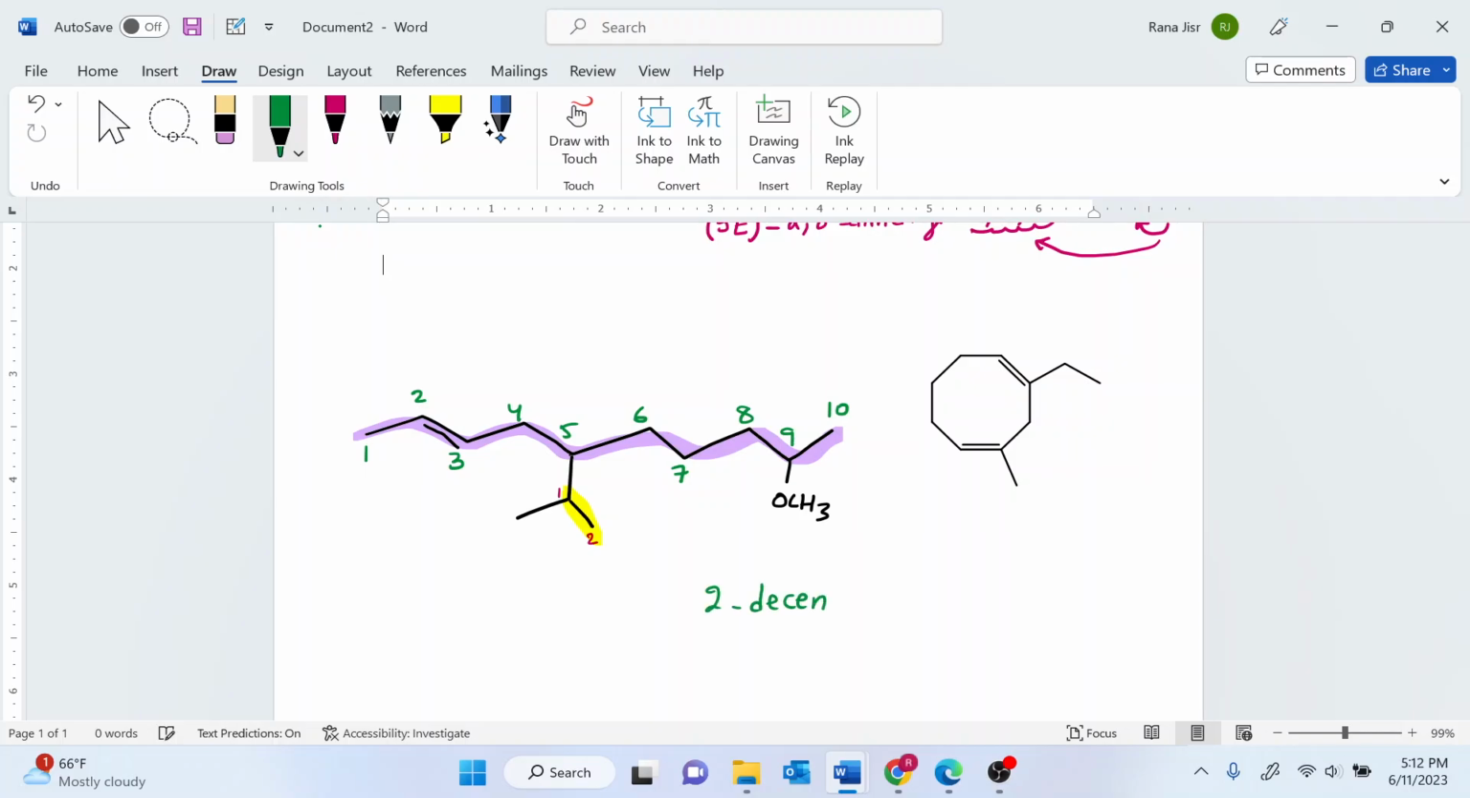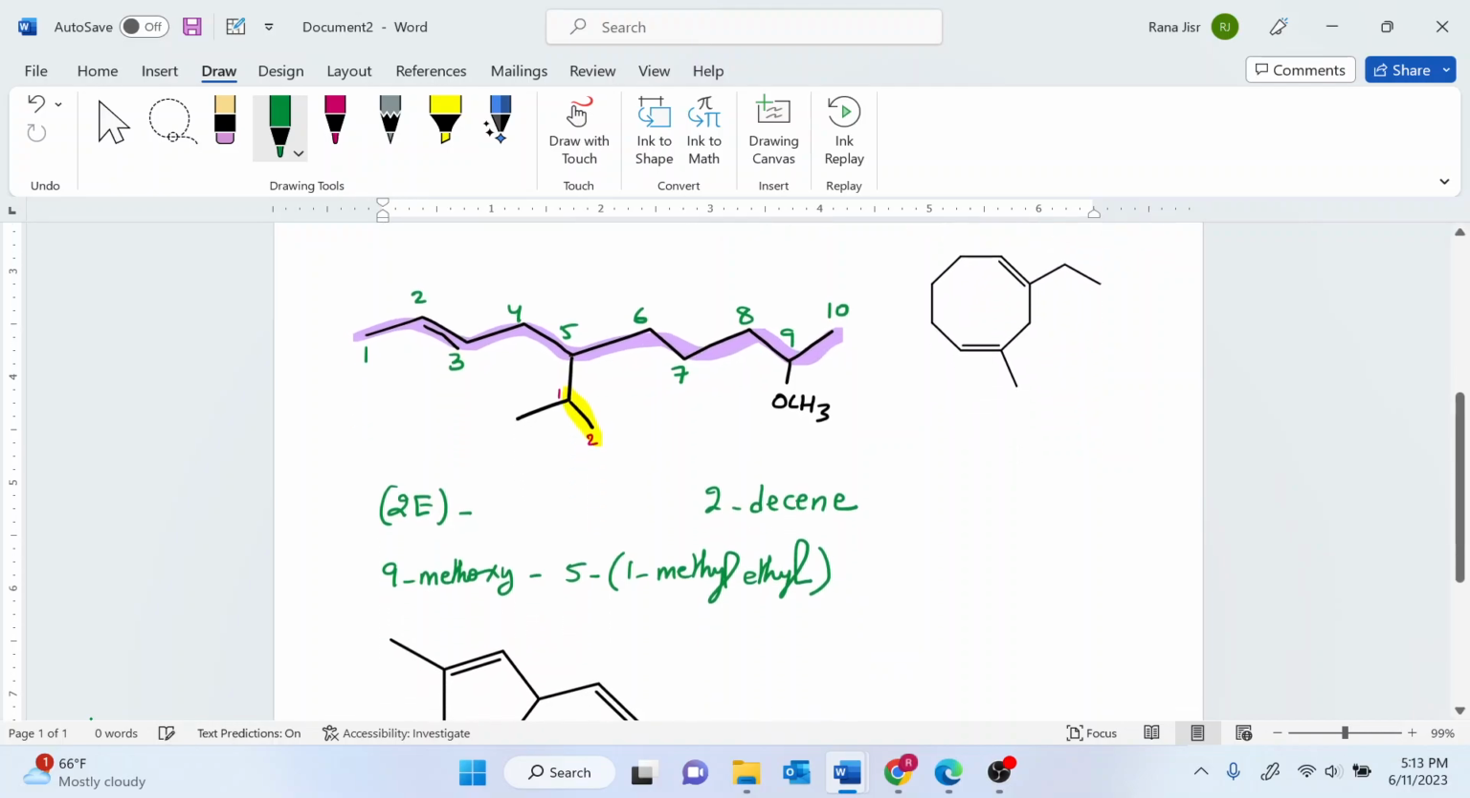Okay, so the name here is going to be 2-decene because your double bond is on 2. And I know that on 2, this is going to be an E stereochemistry. And on 9, I do have my methoxy. And on 5, I do have my 1-methylethyl.